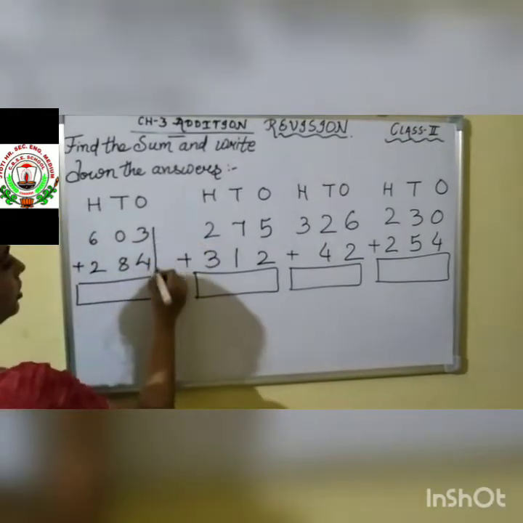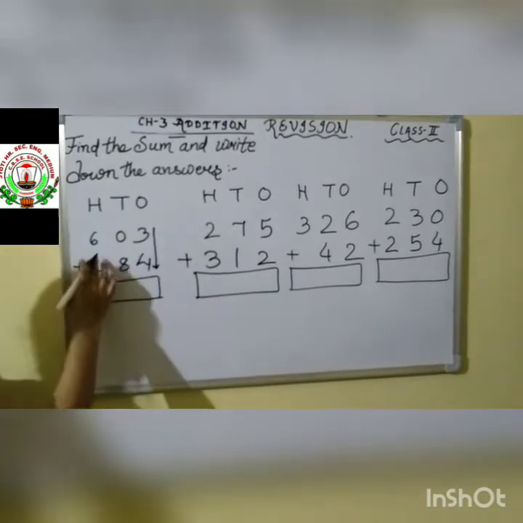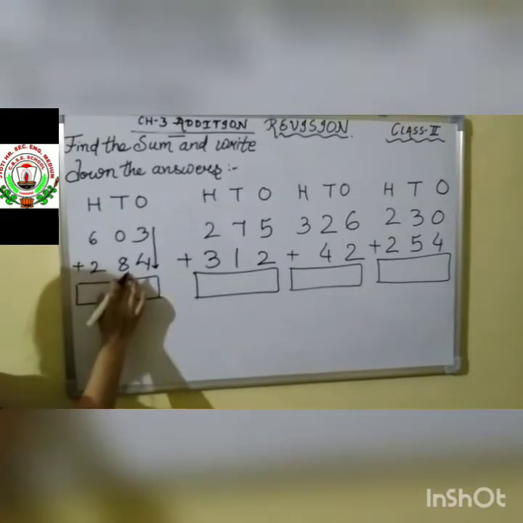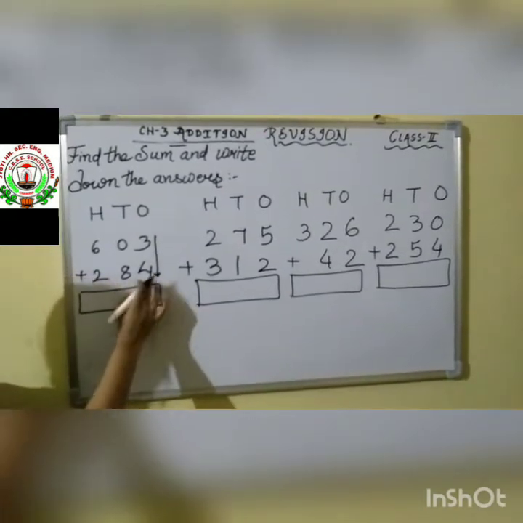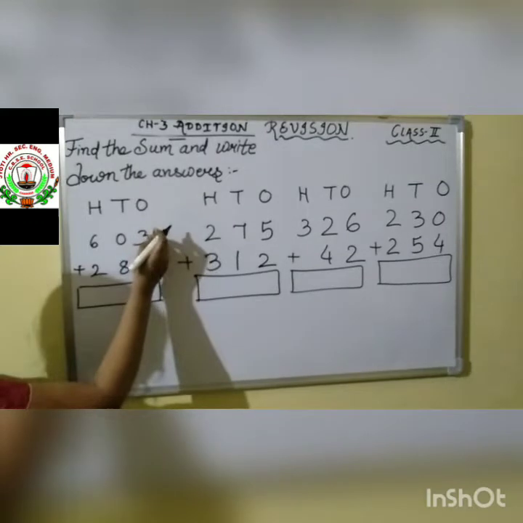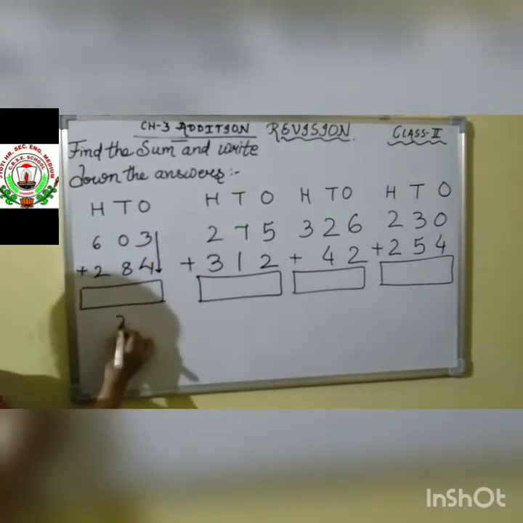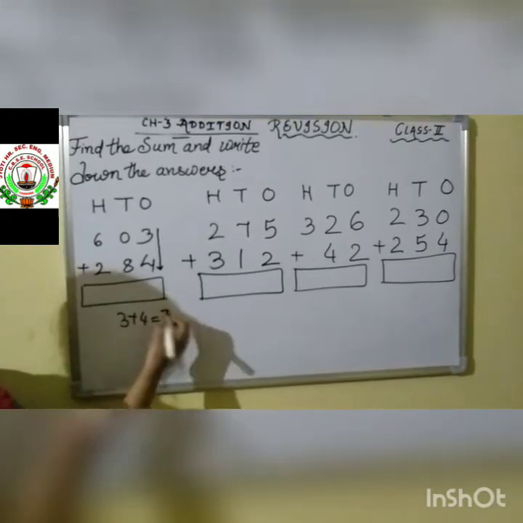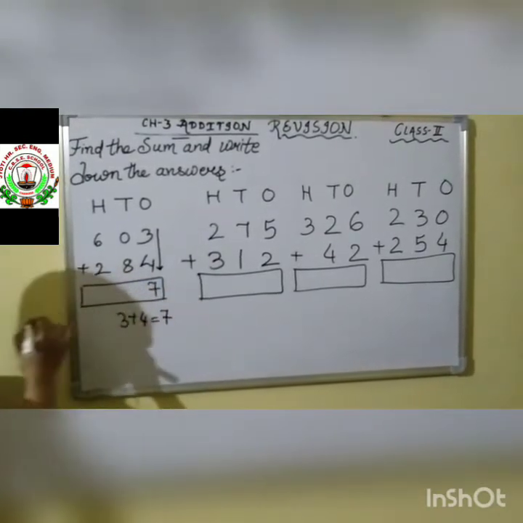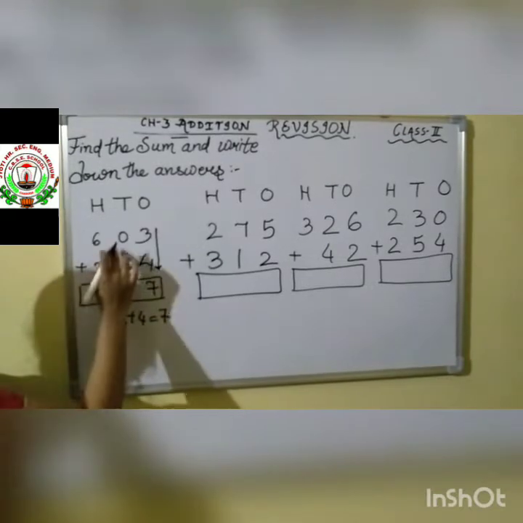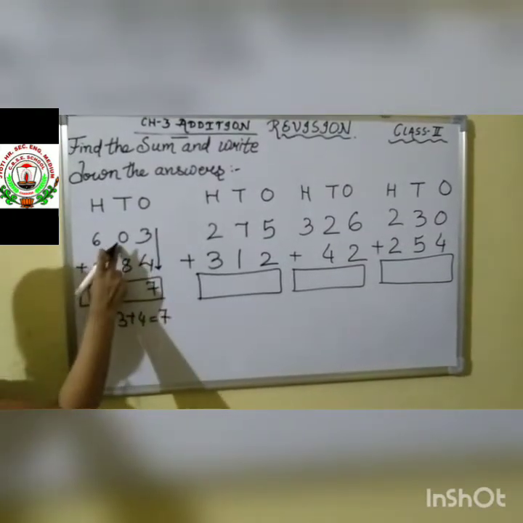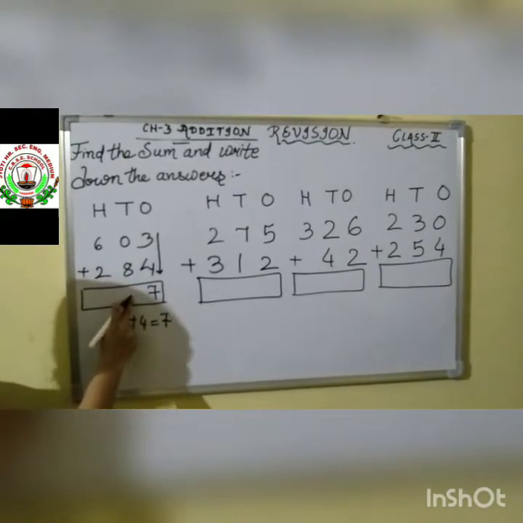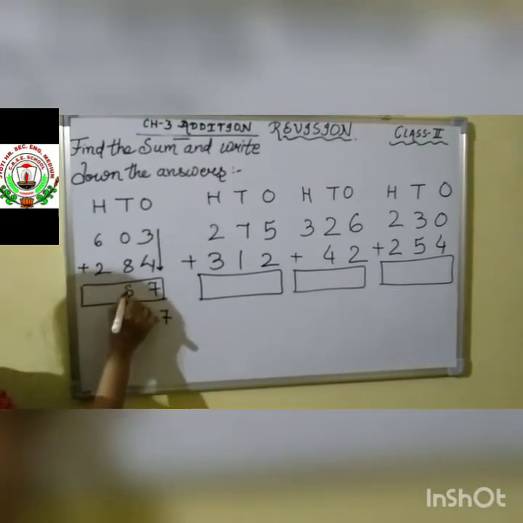Let us do, children. You can see the numbers given, 603 plus 284. Okay, starting from the ones place, we have the numbers 3 and 4. Adding 3 and 4, what number comes? 7. So this 7 we will write down on the ones column like this. Okay, next tens place, 0 plus 8. Any number added with 0, the same number will come as the answer. Remember? So directly write down here 8.